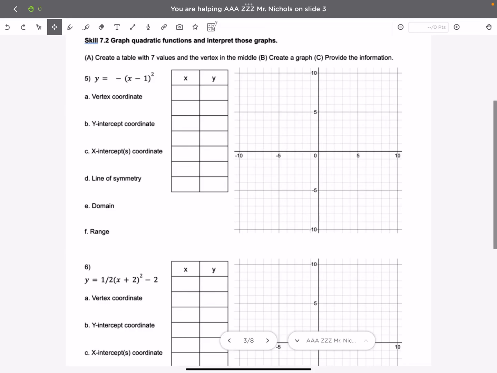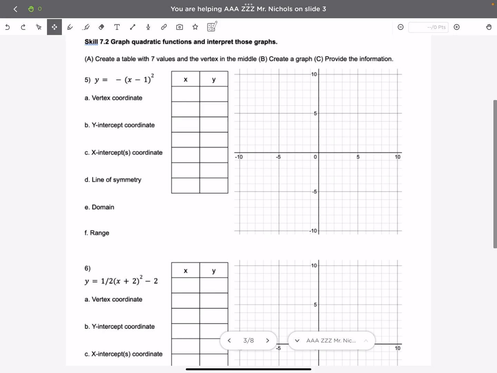Okay, skill 7.2, graph the quadratic functions and interpret those graphs. So as you recall, and I'll put this at the top, our basic form for a quadratic graph is y is equal to some number a times x minus h squared plus k. Actually, I'm going to write this as x plus h squared plus k. And then our vertex is negative h comma k.